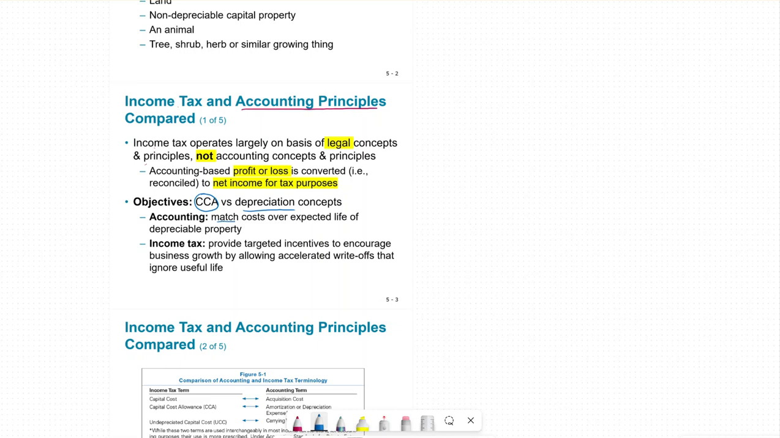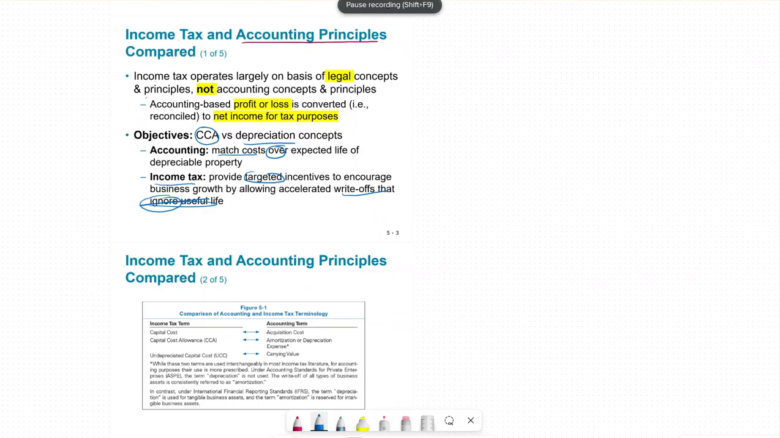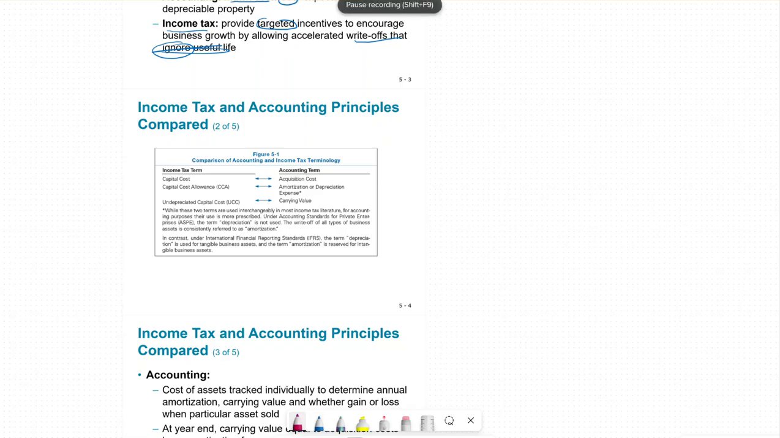Under accounting, we match the cost over the expected life of the depreciable asset. Income tax provides a targeted incentive to encourage businesses to write off these expenses, ignoring the useful life. We don't use the useful life, but we write it off in a different way. Going further, this is a good chart. We're trying to compare income tax terms and accounting principles.